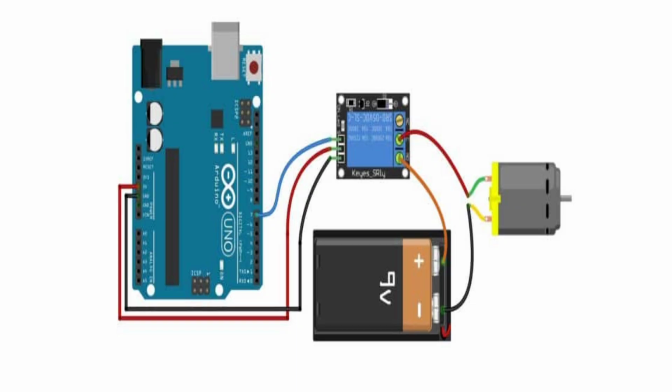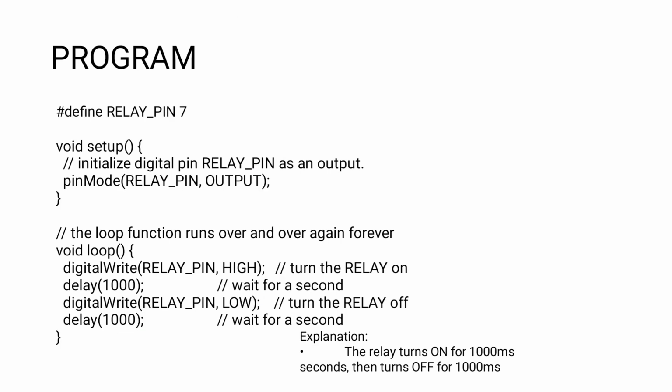So you will know how to give the connections. The input pin, VCC, ground, and on this side you will have normally open, normally closed, and common. Common is connected to the negative of the battery. Once you program it, based upon the condition, it will work. This is the program that you have to write.